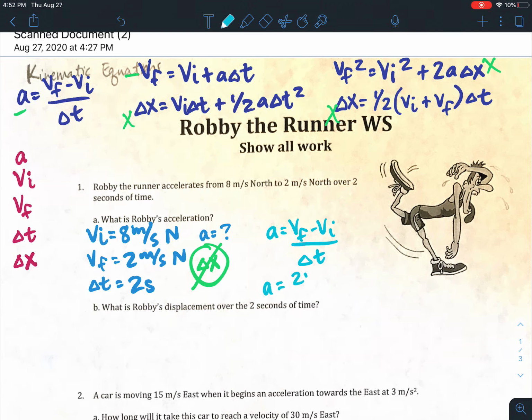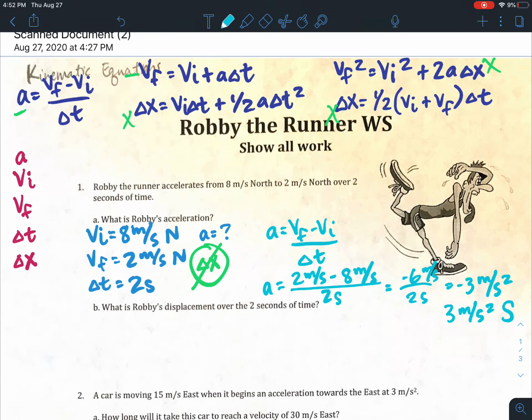Since both the final and the initial velocities were north, I can leave them both as positive numbers. Anytime the direction is the same, your numbers should have the same sign. So 2 minus 8 on top gives me a -6 meters per second over 2 seconds. I never want to leave this in a fraction because I'm using the metric system, so I'm going to divide it out, and I get a -3 meters per second squared, or you could write 3 meters per second squared south.